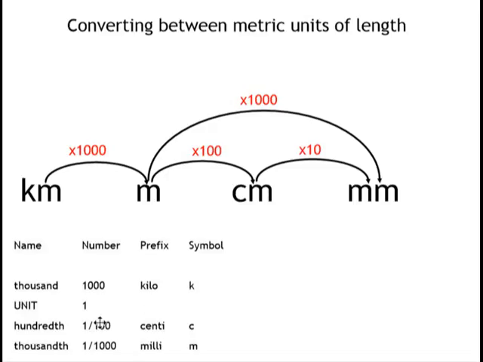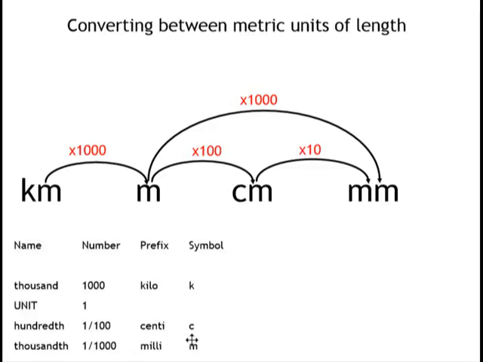We learnt that centi meant 1/100. So a centimetre is 1/100 of a metre. Therefore there are 100 centimetres in 1 metre. So if we've got 1 metre, we put 1 in here, we times it by 100 and we get 100 out. So 1 metre is equal to 100 centimetres.